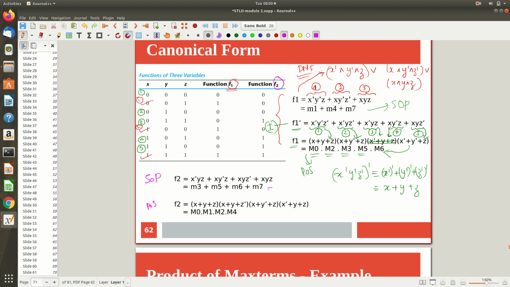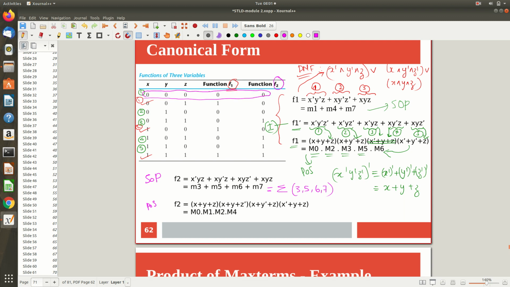And you can represent it in a different way also, equivalently: sigma, sum of the product terms 3, 5, 6, 7. This is also valid. Now, how to write the product of sum expression? Just look at the row where the function is giving me a 0. You can see that this is the first case where the function is giving me a 0.